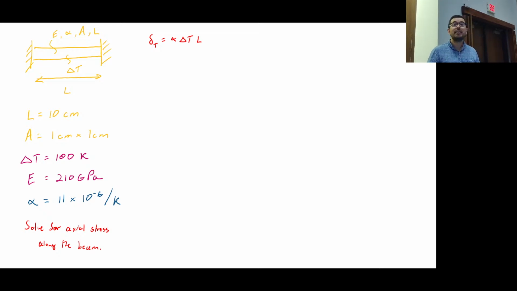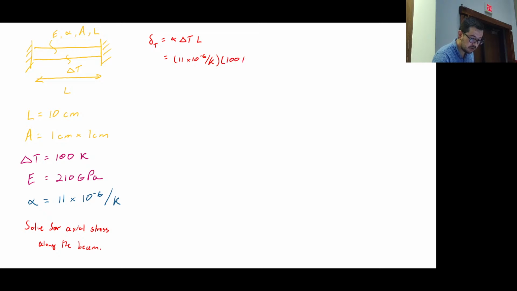Can anyone calculate that out in their calculator, please? All right. So we've got an alpha of 11 times 10 to the minus 6 per Kelvin. We have 100 Kelvin, and we have 10 centimeters. Or you can use Google, but let's try it out. Okay. So keep working on that.